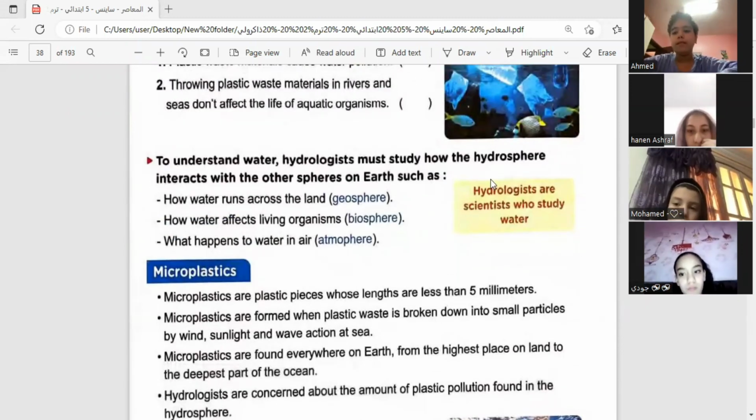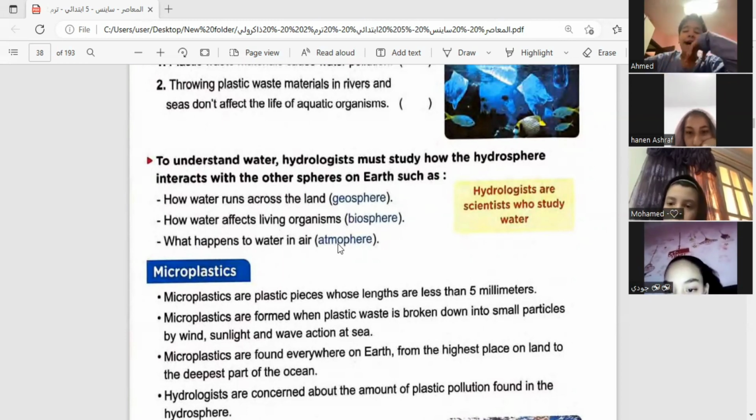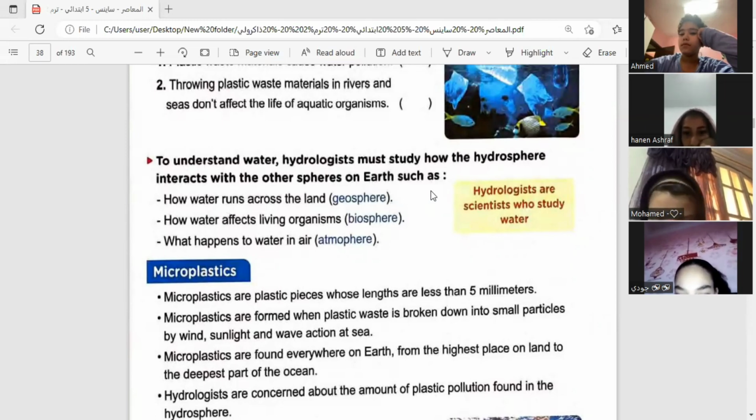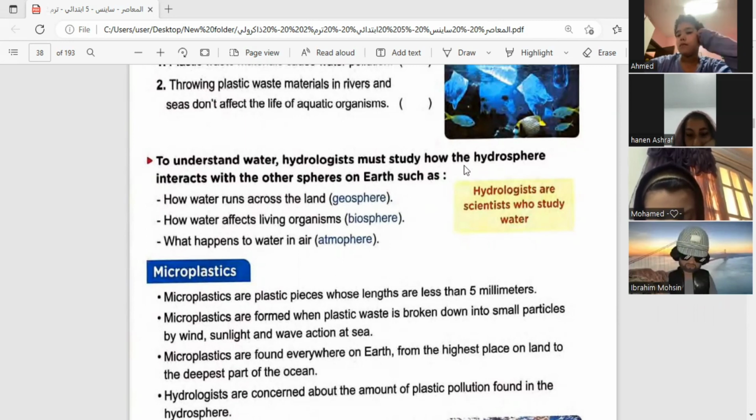To understand water, hydrologists must study how the hydrosphere interacts with other spheres on Earth, such as how water runs across the land, geosphere, land means geosphere, and how water affects the living organisms, biosphere, and what happens to water in the air, atmosphere. So we have to study the interaction between the hydrosphere and the geosphere when water runs across the land, and also between the hydrosphere and the biosphere, how water affects living organisms, and also between the hydrosphere and the atmosphere and what happens to water in the air.